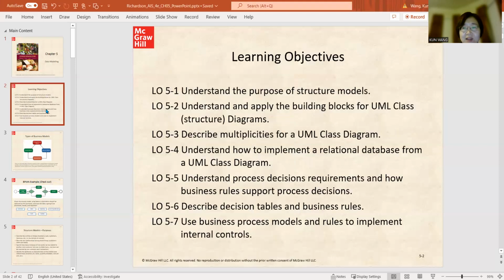So let's see the learning objective. We will talk about UML. This is the short acronym for the modeling we use for the structure model. Like the BPMN we use for activity models, we use UML, the Unified Modeling Language, to describe the database, because in the structure model we focus on the data and information flow between the activities and between the entities involved in the processes.